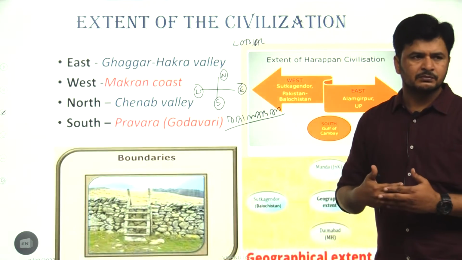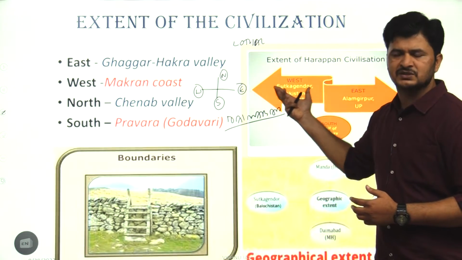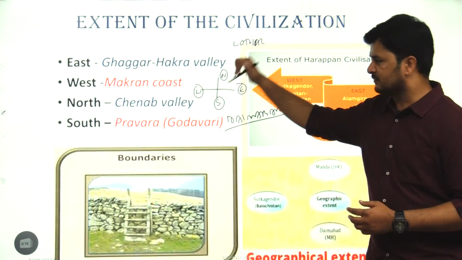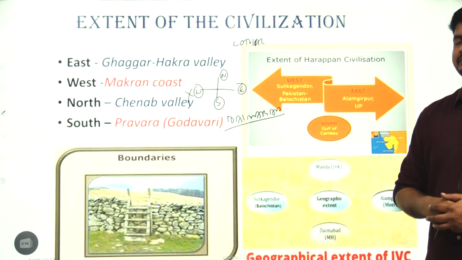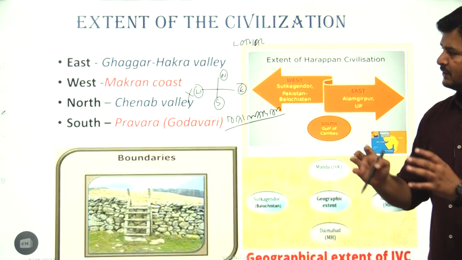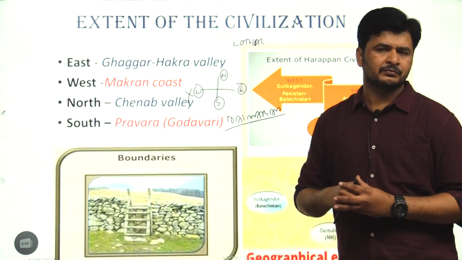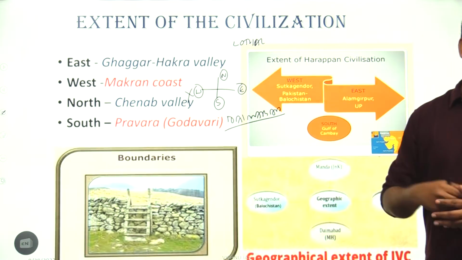So in future, a site may be discovered maybe in the east, maybe in the south, and maybe towards the north. Forget about the west, we are not associated because it belongs to Pakistan. So the point is, no doubt boundaries are static in nature, but when it comes to Indus Valley boundaries, they are dynamic.